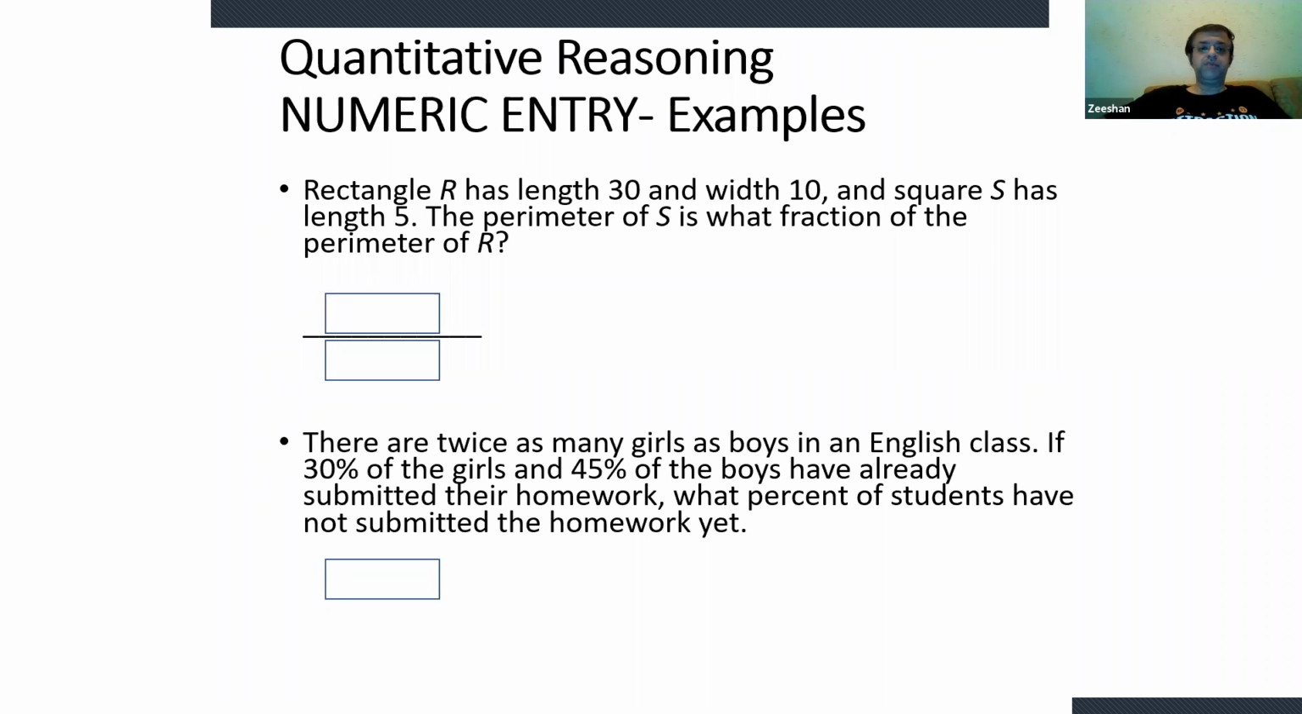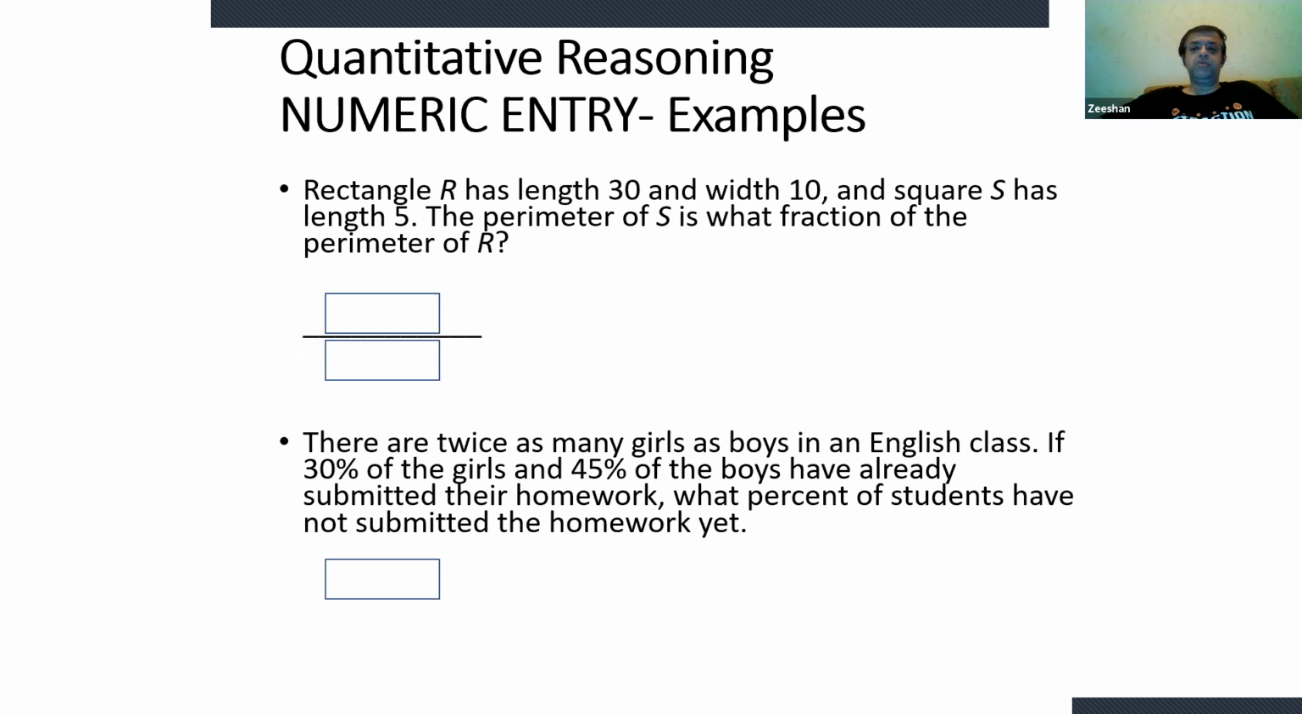Okay, now, so you will be getting questions from algebra, arithmetic, and geometry. So let's look at this one question from geometry. Rectangle R has length 30 and width 10, and square S has length 5. The perimeter of S is what fraction of the perimeter of R? Now, what is a perimeter? So a perimeter is the sum of all sides of a figure. So what is a perimeter of a square? Since we know that all sides of a square are equal, if one side is S, the perimeter should be S into 4.